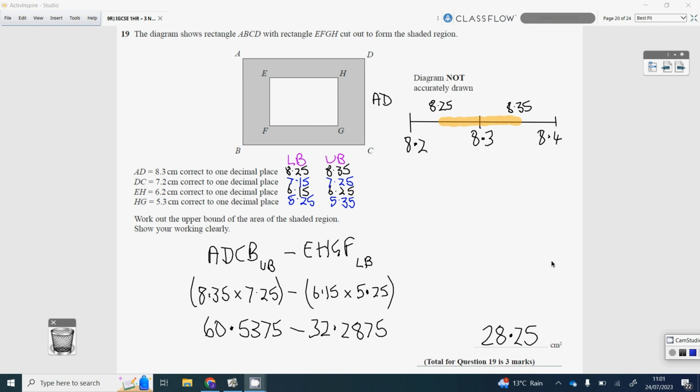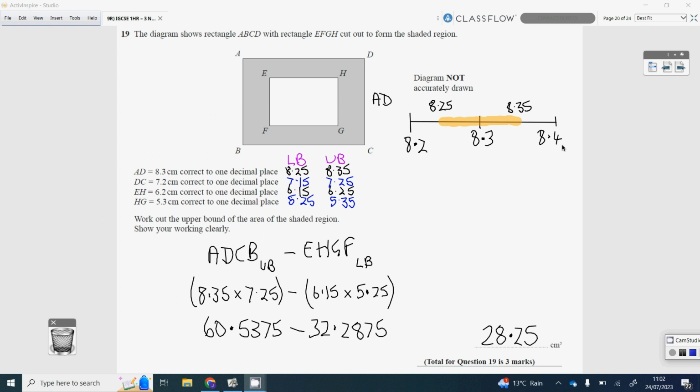Question 19. So the first thing to do is to work out the lower bound and the upper bound for each of these lengths. Now, I think the easiest way to do these is just to draw a number line to help you gather your thoughts. So AD is 8.3 correct to one decimal place. So draw a number line, put 8.3 in the middle, and then go up or down one decimal place. So my goalposts are 8.2 and 8.4.